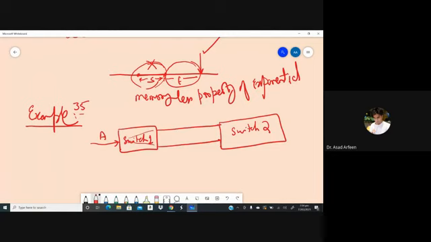Okay, suppose this is link 1. Let me write it down. This is link 1, this is link 2. So the problem is that a packet A arrives, and there are two links between switch 1 and switch 2, and whatever link becomes free, packet A will be switched over there. So the packet will be sent.